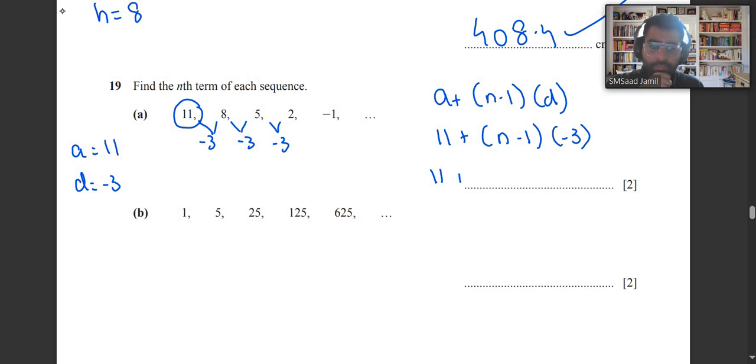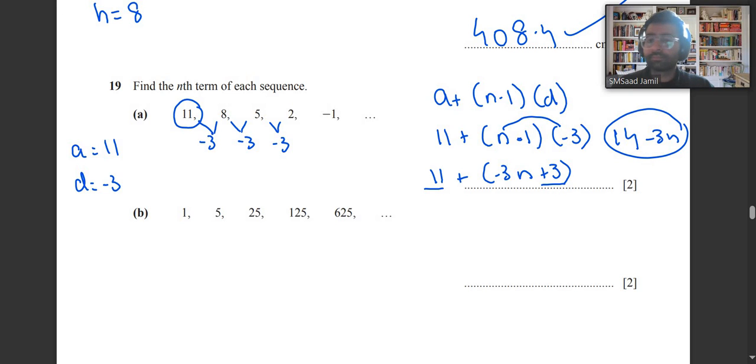11 plus n multiplied by -3 is -3n, and -1 multiplied by -3 is +3. So 11 plus 3 will give you 12, 13, 14. It will give you 14 - 3n, and hence you have solved it.